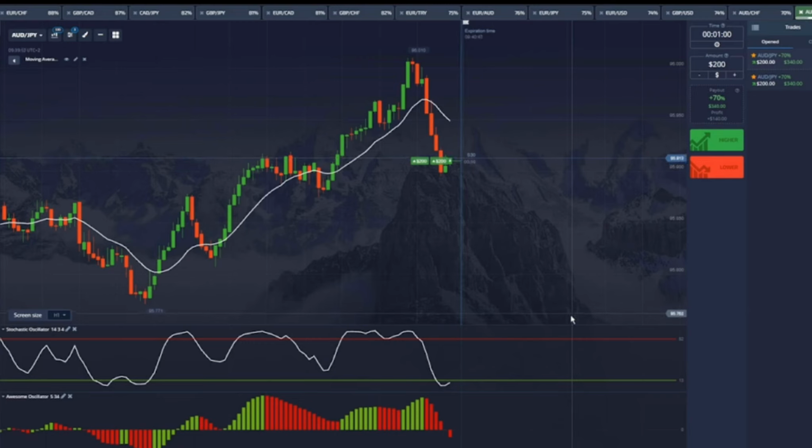The entry point is at a support level and the market will surely respect the level, and the stochastic oscillator is leaving the oversold condition upward, confirming the entry point for trades. The trades closed with absolute profit, great.